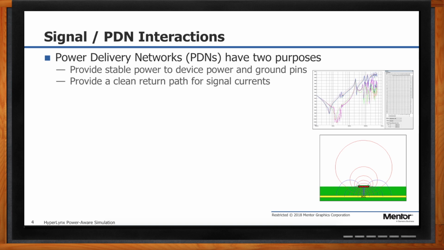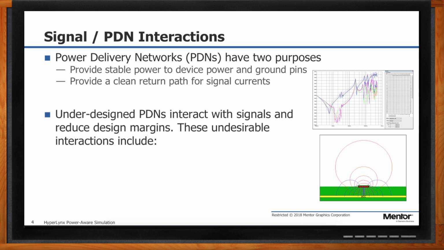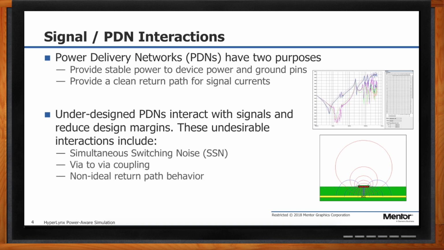And so the point that goes with that is that if we don't design the PDN correctly, we're going to get unwanted interactions between signals and the power delivery network. And that is going to end up degrading signal margin. Now, it turns out there are three specific phenomena, at least in Mentor's view, that we talk about. We talk about simultaneous switching noise, we talk about coupling between vias in the power cavity, and we talk about the behavior of signals that have non-ideal return paths, all as contributing to the degradation of system margin.